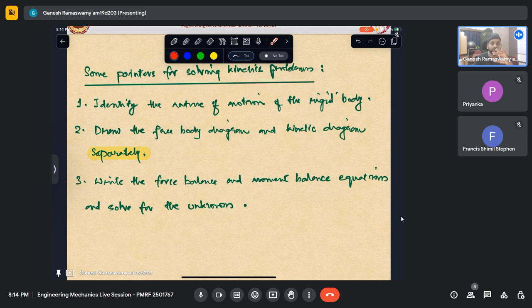Likewise, if there is fixed axis rotation, then naturally there will be no translation but only rotation. So the kinetic quantities that exist will only be Ig alpha, if it is rotating about its mass center. If it is rotating about some other point, naturally you can link it through circular motion. We will just see that. So the idea is identify the nature of the motion, draw the free body diagram and kinetic diagram separately, balance the forces out, balance the moments out, and you will get your answers.